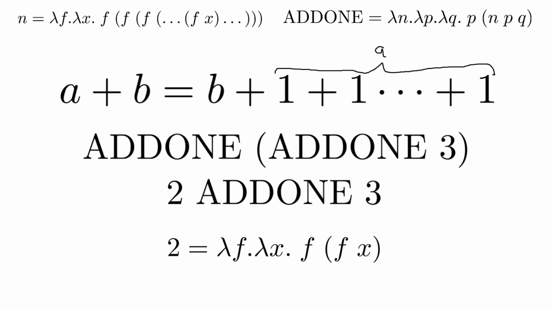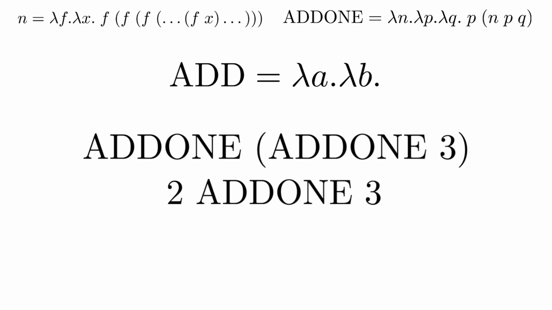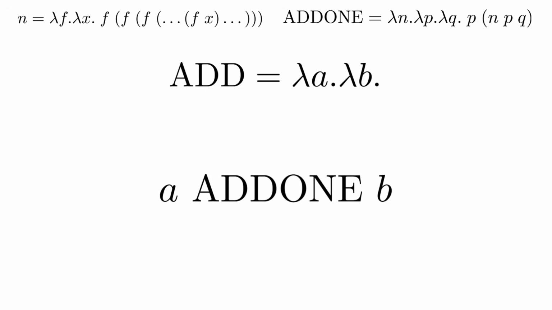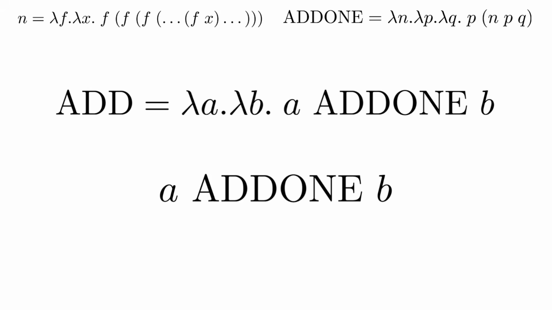since 2 is a function. In general, our add function would have 2 inputs, lambda a dot and lambda b dot. We can replace 2 and 3 with a and b to make the function apply to any 2 numbers, giving us add equals lambda a dot lambda b dot a add 1 b.